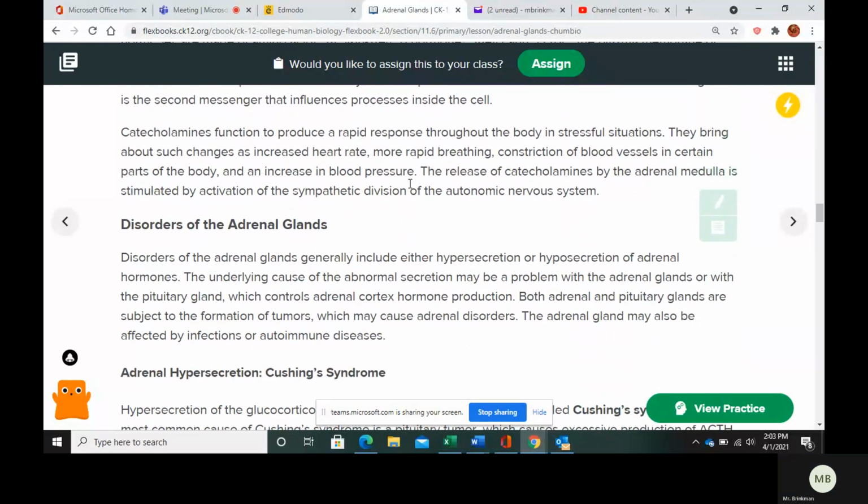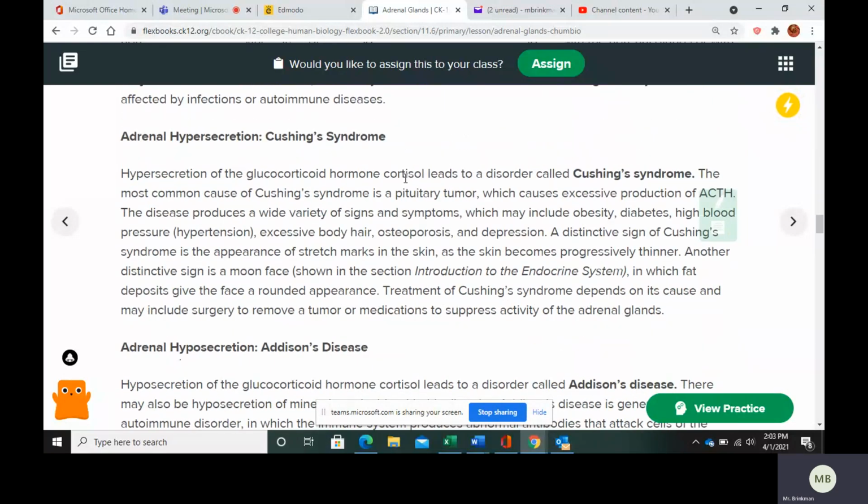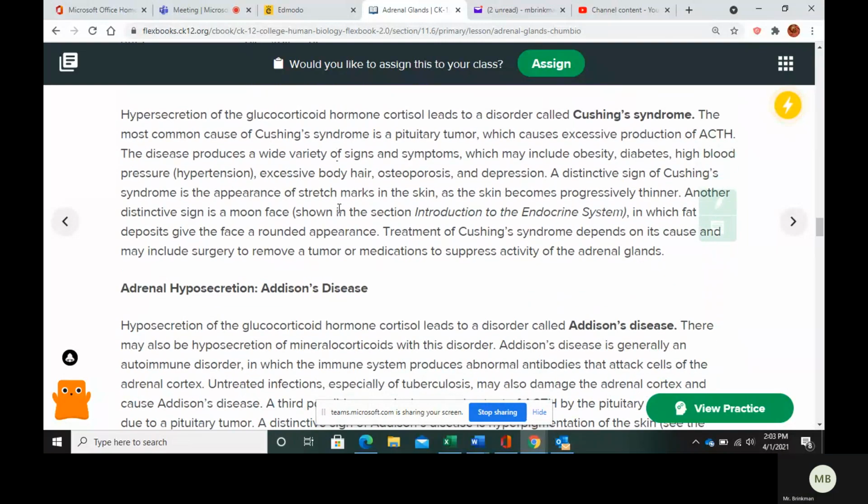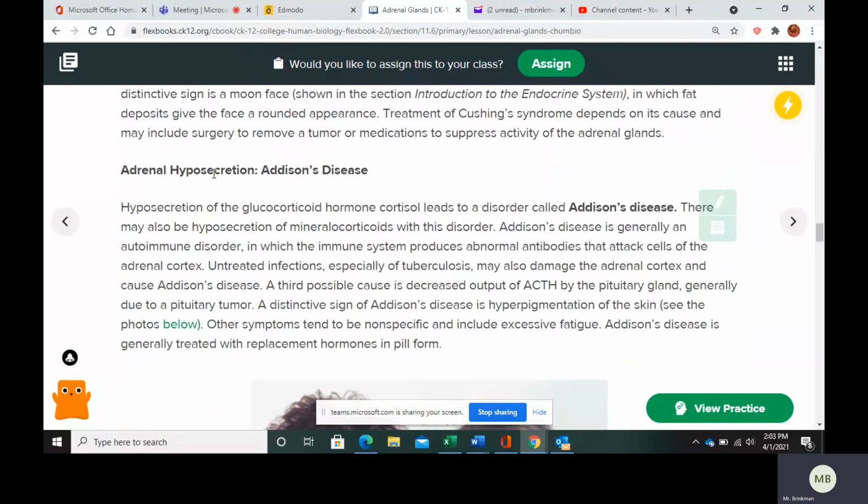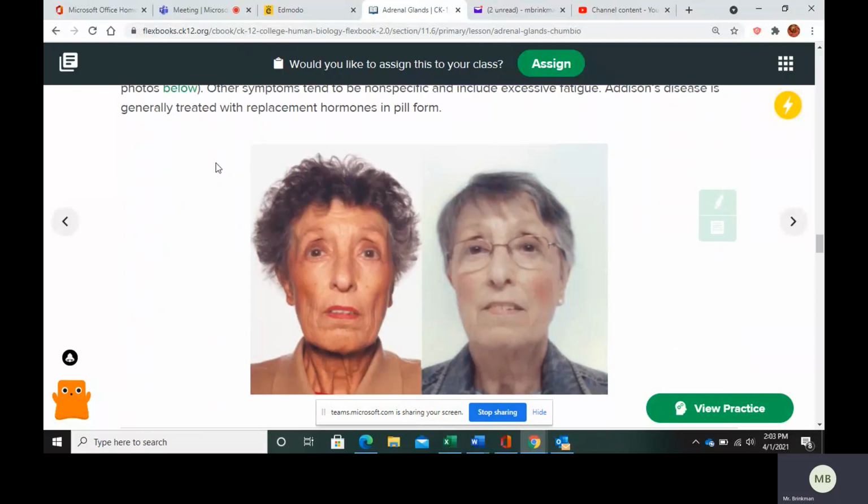All right. Disorders of the adrenal glands. We have hypersecretion, which is too many hormones being secreted, or hyposecretion, which is too few hormones being secreted. So hopefully that all makes sense.